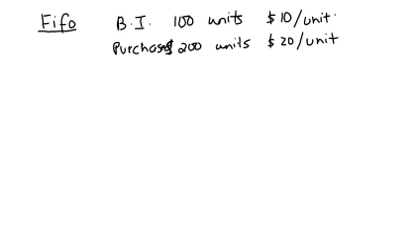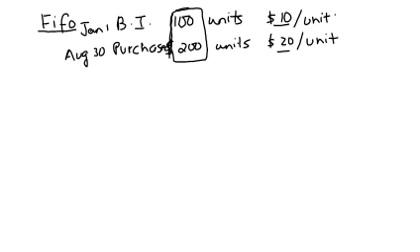Now these are homogeneous products, which means that they are not different in any features or quality. The only difference is the cost of the products and the date on which it was purchased. This is the beginning inventory on January 1st, and let's say this was August 30th. Now the company sells 150 units.